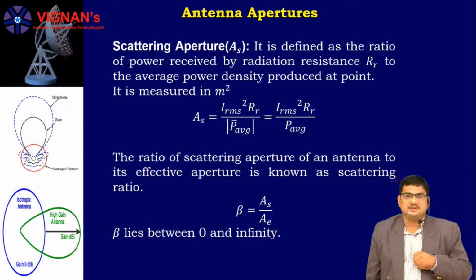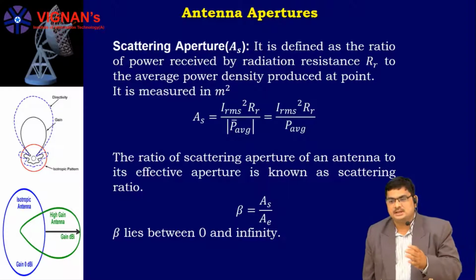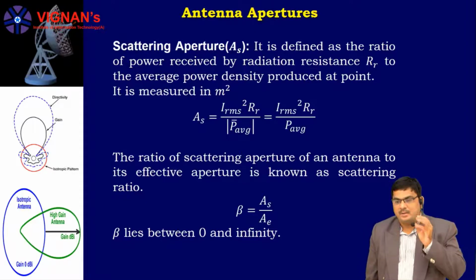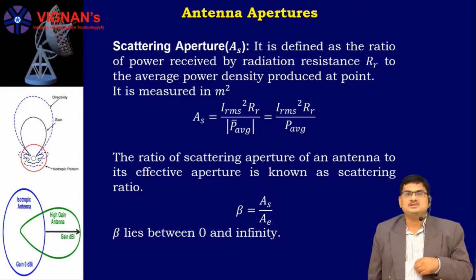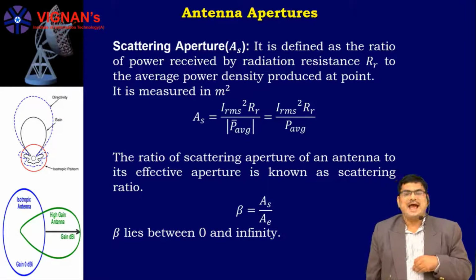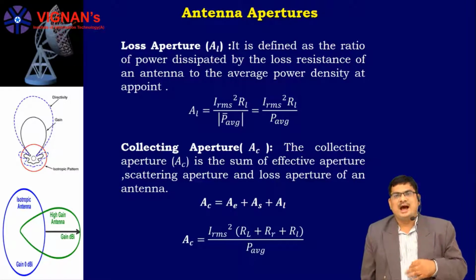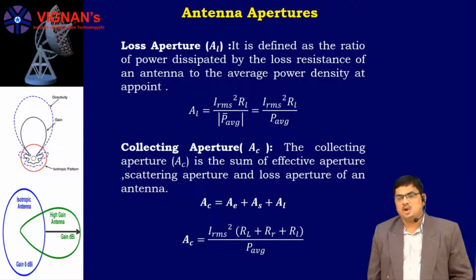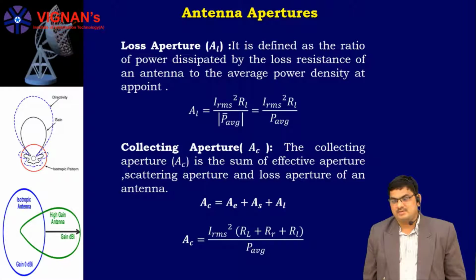Loss aperture is defined as the ratio of power dissipated by the loss resistance of an antenna to the average power density. So AL equals I square RMS into RL by P average.